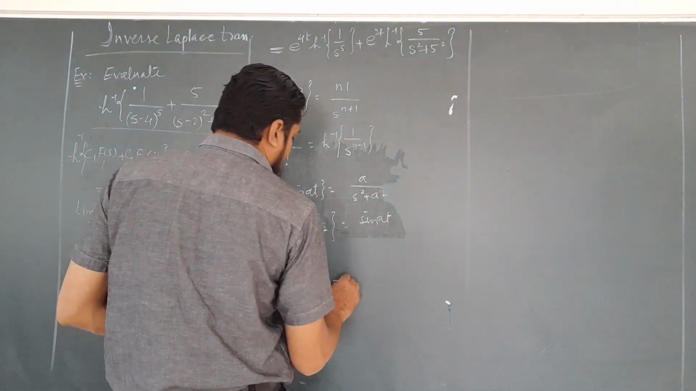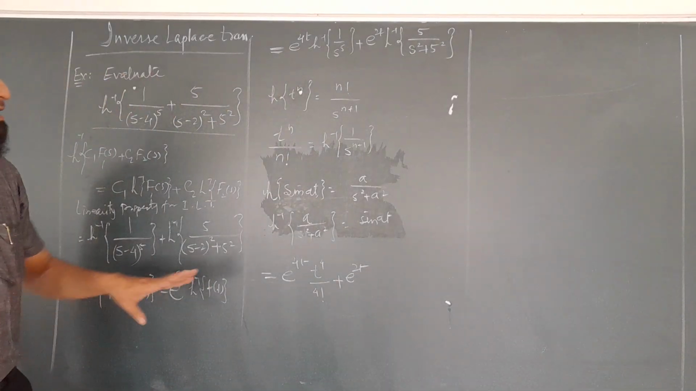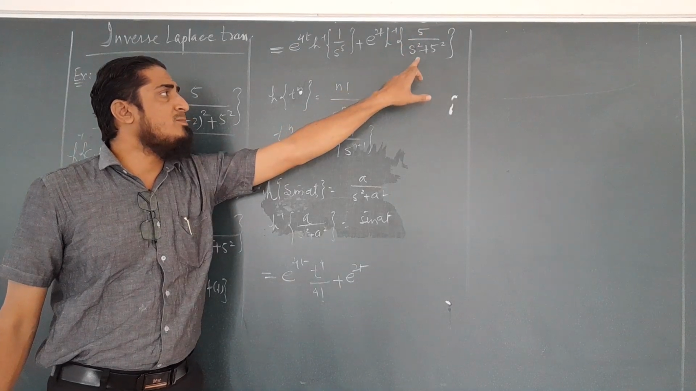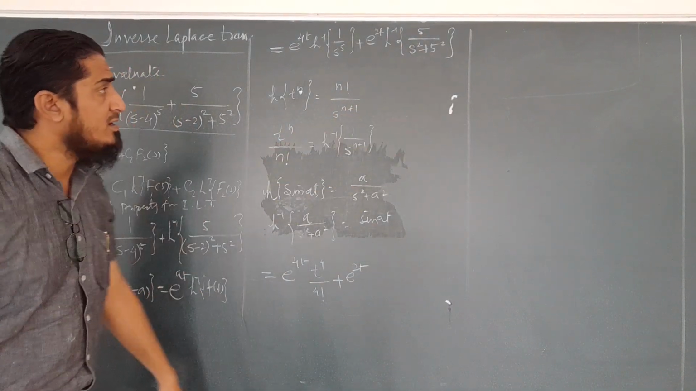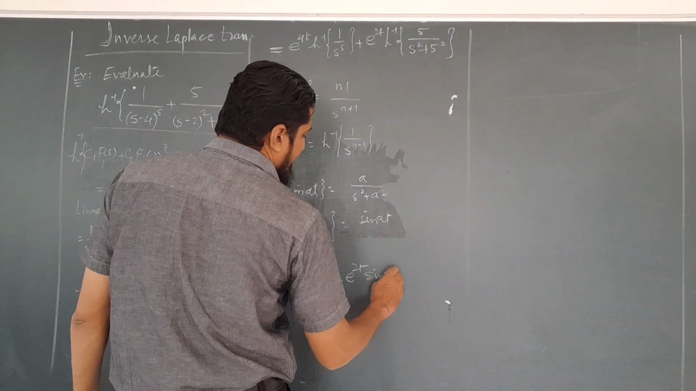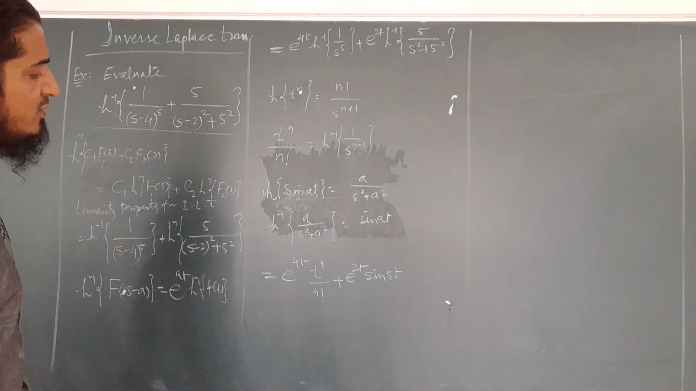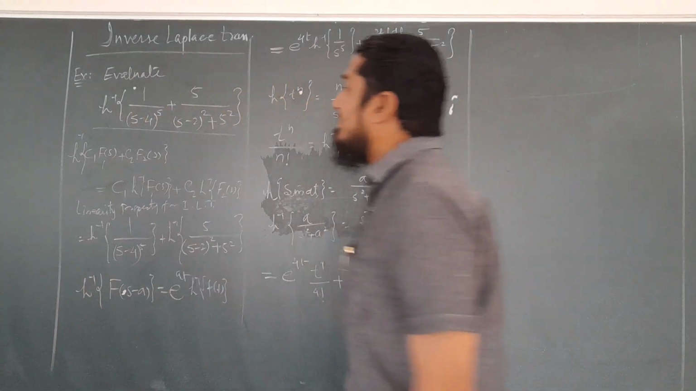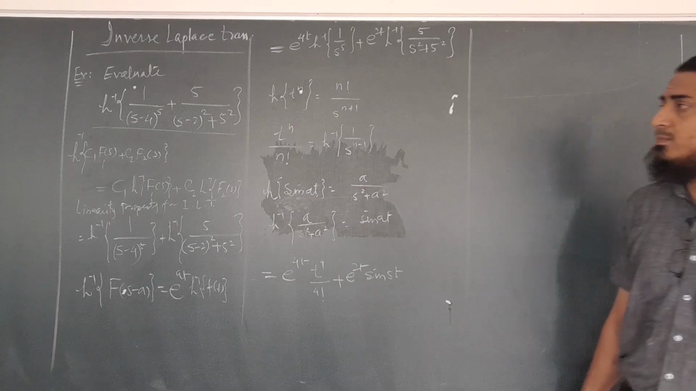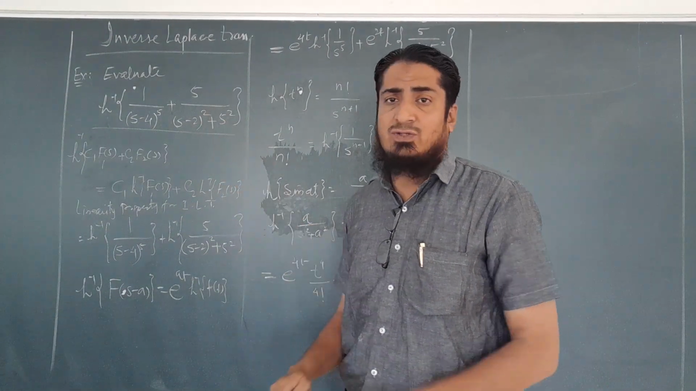Correct? Now next, e raised to 2t, and the inverse Laplace transform of 5 upon s square plus 5 square will give us sin 5t. And it is the required result for the inverse Laplace transform of 1 upon s minus 4 bracket raised to 5 minus 5 upon s minus 2 bracket square plus 5 square.